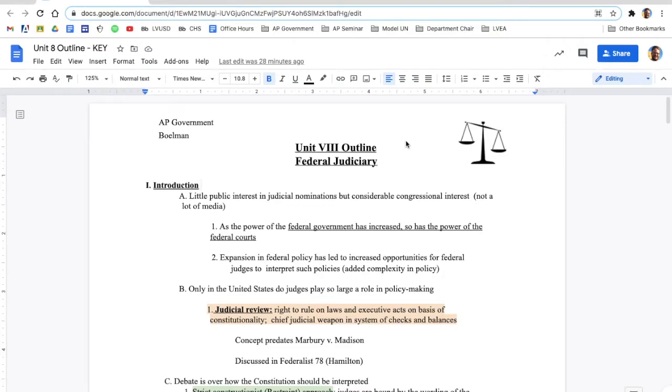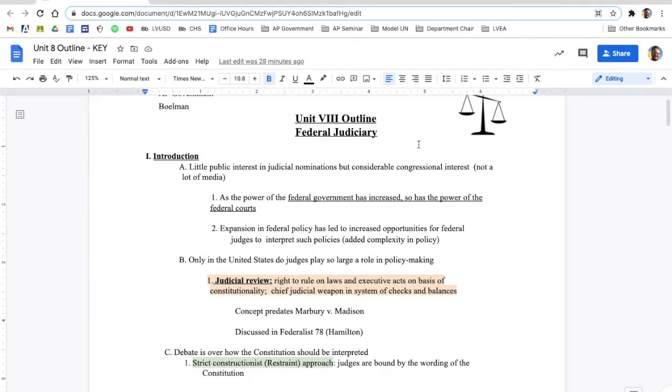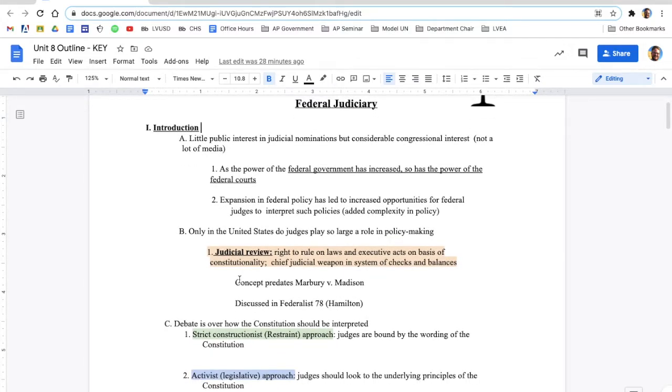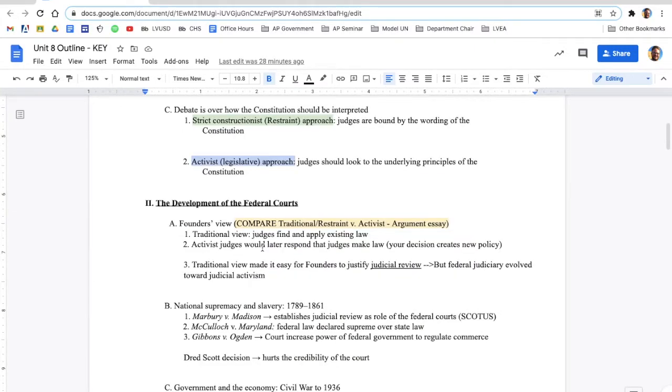Going to take a look at Unit 8, the Federal Judiciary. So this is going to outline a lot of the concepts that you could see on the AP test and also your exam. And so when we look at the introduction, I'm going to look at a little bit of context. The concept of judicial review is really the cornerstone here. And then how justices may look at the Constitution. And then a little bit about how federal roles have developed over time, how they've changed.